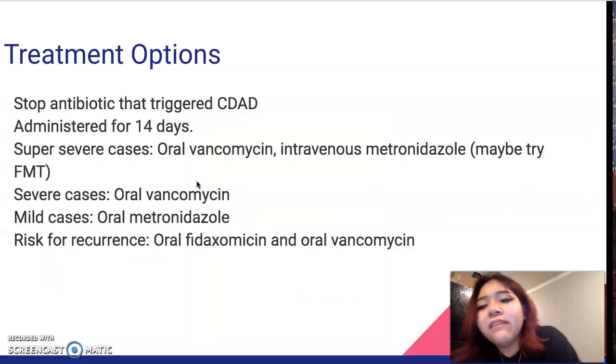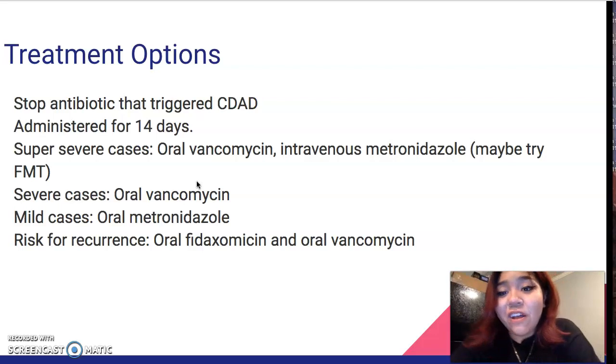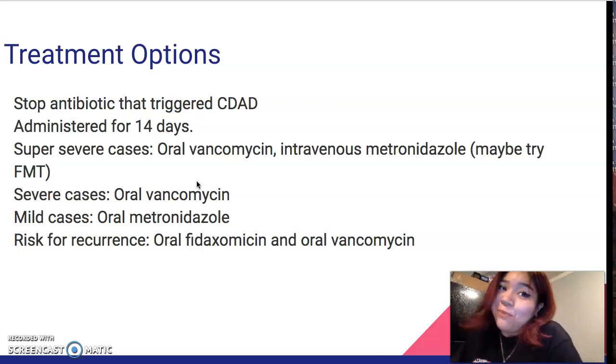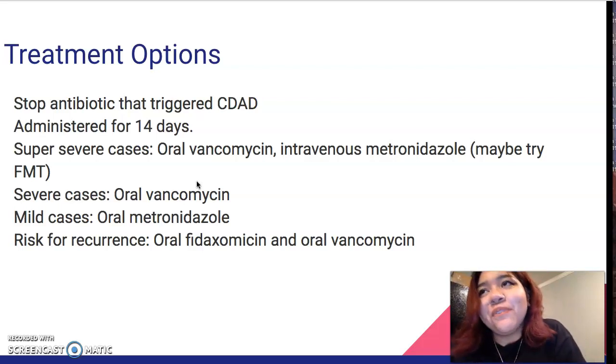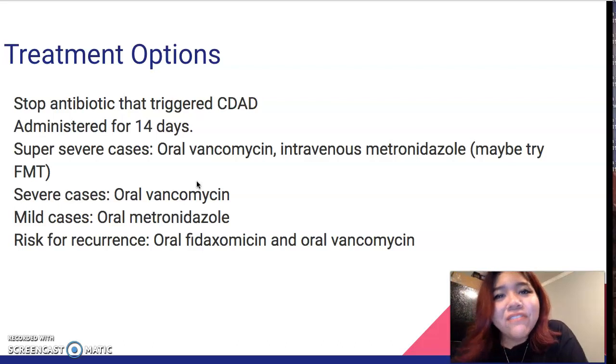The immediate treatment would be just stop other antibiotics that trigger the infection, and then you would prescribe more antibiotics for like 14 days, and they would just look at how you're dealing and, you know, maybe add another antibiotic if you're not doing too well.